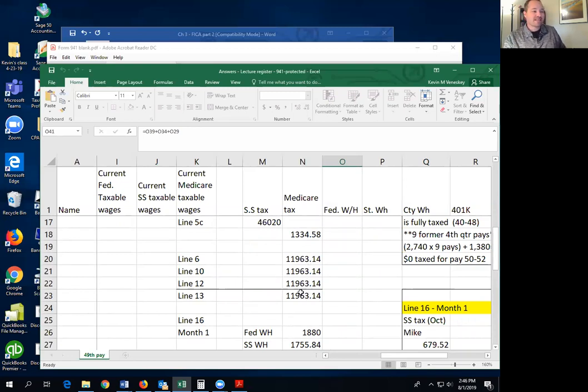So there you go. That is how you do a 941 form. I will have this sheet, and it's protected, but you can look at what cells I used as formulas. And then I'll have the answers as well for the practice one. I would highly recommend you do that and see how you do before you actually do this week's assignment and that you turn it in.